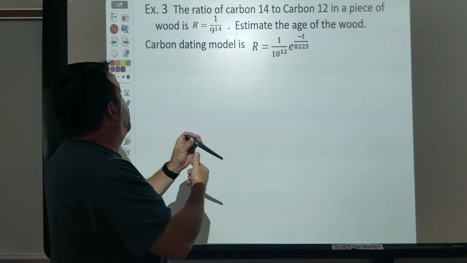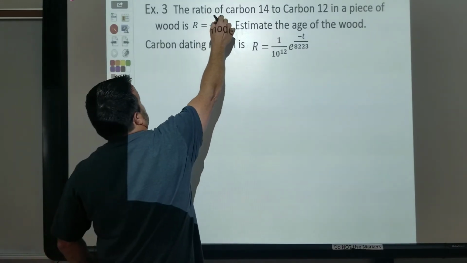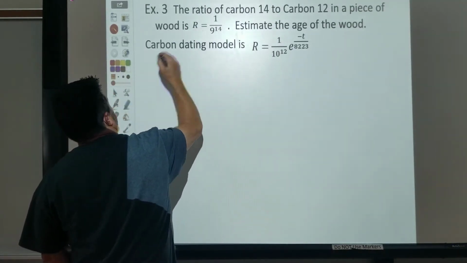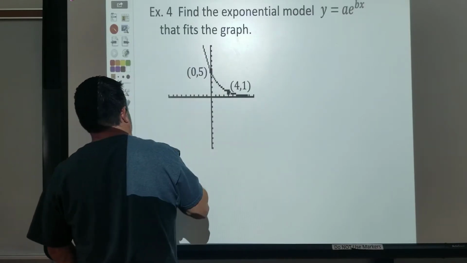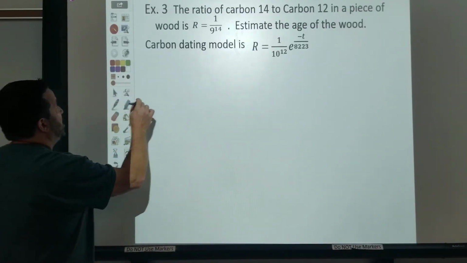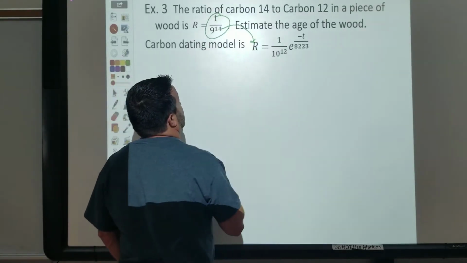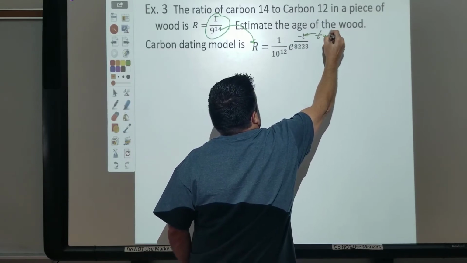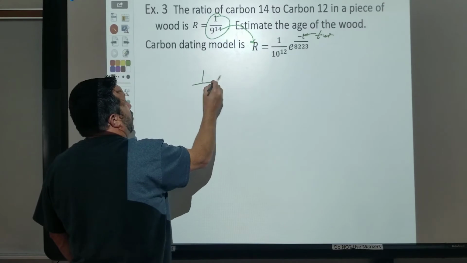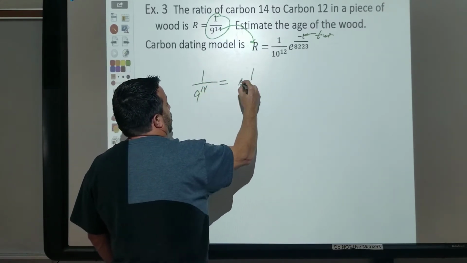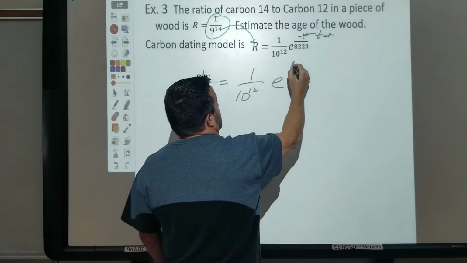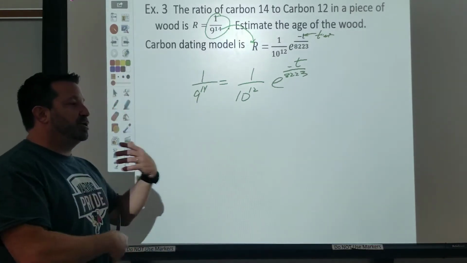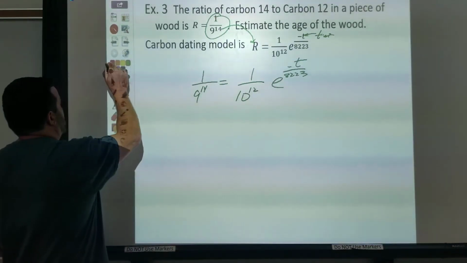For this particular piece of wood, somebody calculated that, and here is the ratio right here. This formula allows you to take that ratio and substitute it into the formula and actually solve for what I'm looking for, which is the amount of time in years. So I get 1 over 9 to the 14th power equals 1 over 10 to the 12th power times e to the negative t over 8,223 power. This is a formula that somebody else has already developed. They've already calculated this for us.